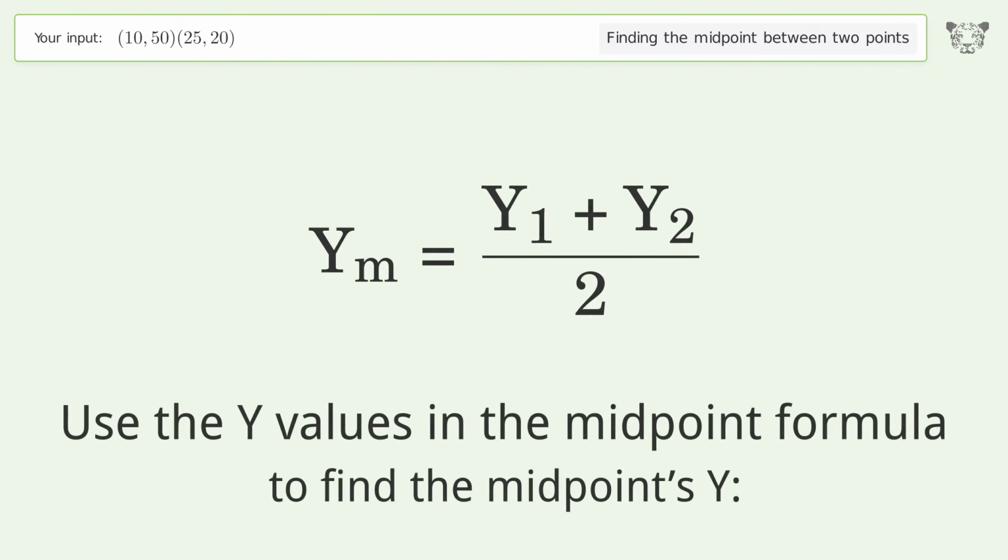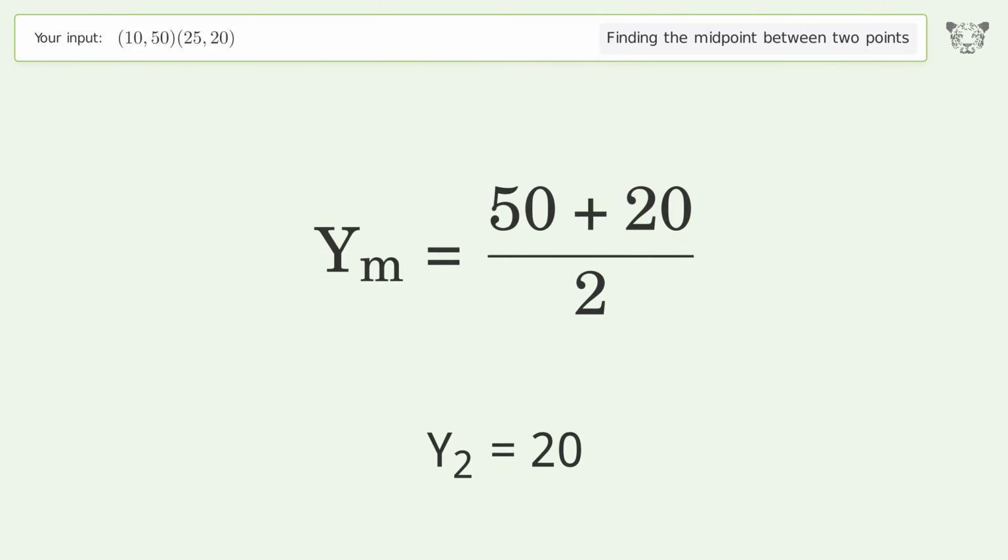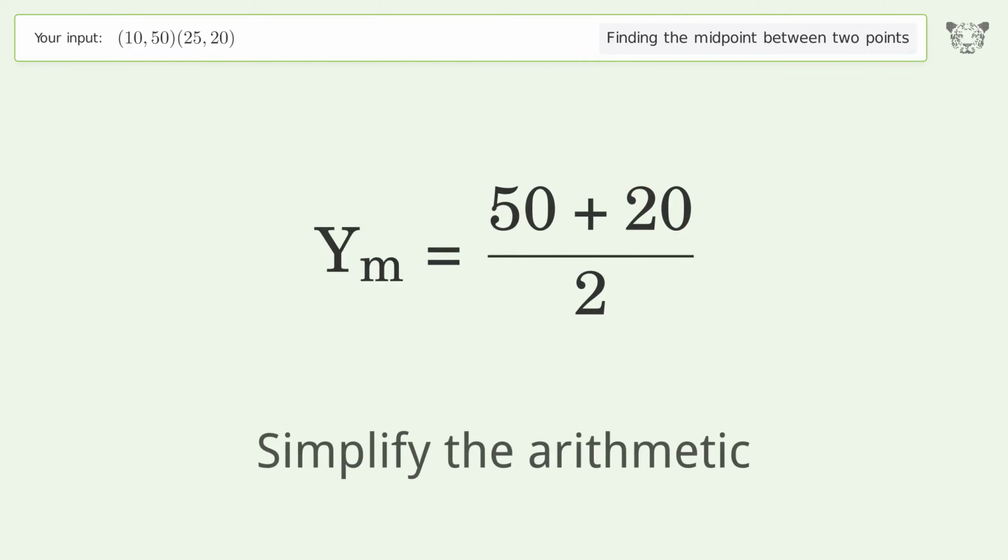Use the y values in the midpoint formula to find the midpoint's y. y1 equals 50. y2 equals 20. Simplify the arithmetic.